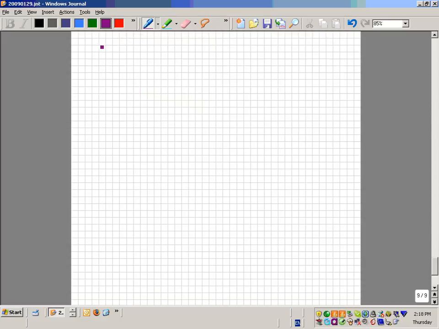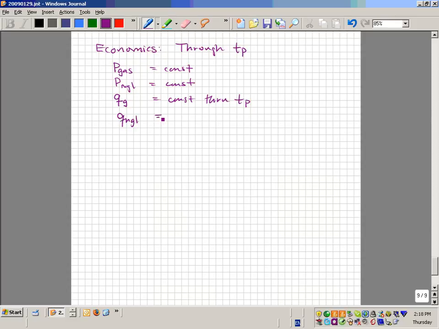So economics: we've got the price of gas is constant. The price of NGL, constant. The volume of gas sales is constant through, okay, and this is only through economics through the plateau period. Because the composition from the reservoir is unchanging, again, the NGL rates are constant.